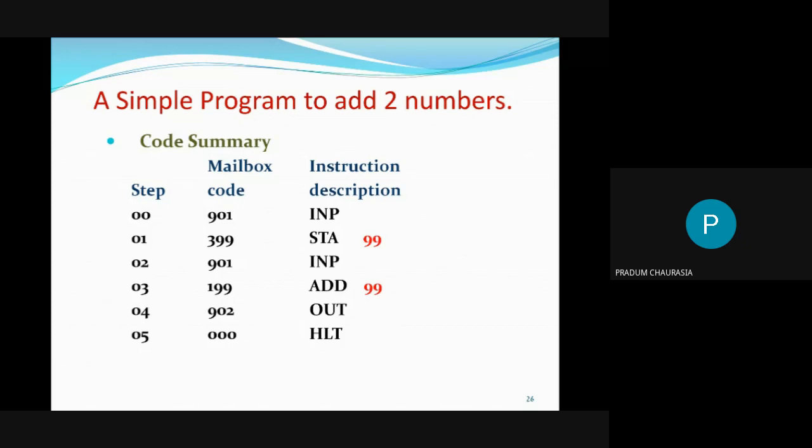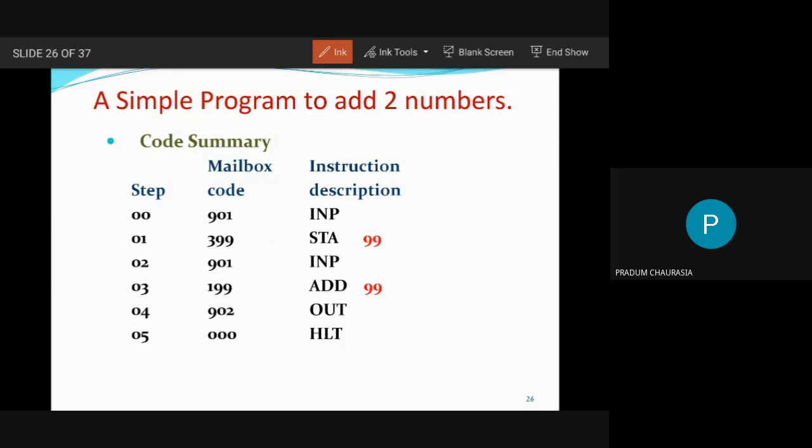So these are the locations in the mailbox. In 00 location I'm storing 901, and in 01 location 399, that is storing, then again inputting 901, then I can add the second number with the first number, again output and stop. So this is the complete instruction code. This is a simplification. All the instructions I can simplify into assembly code. This is called assembly code.